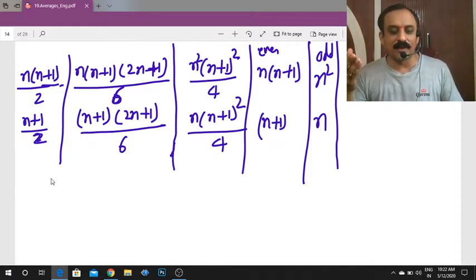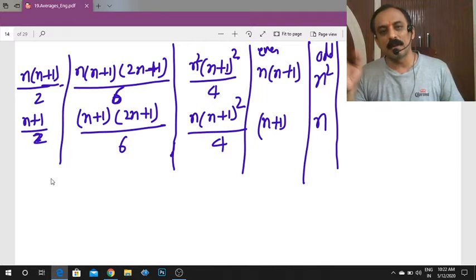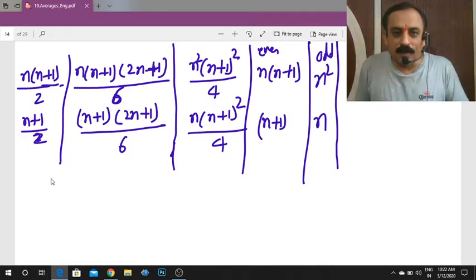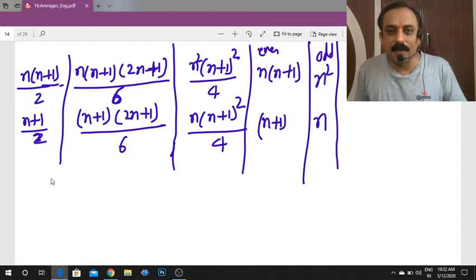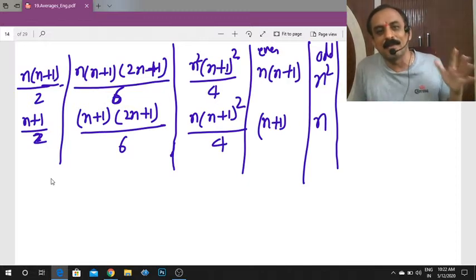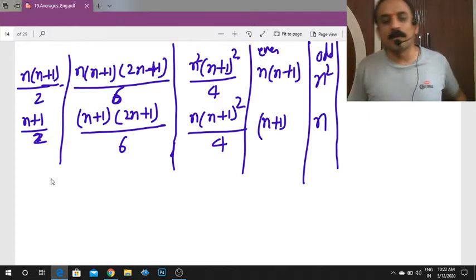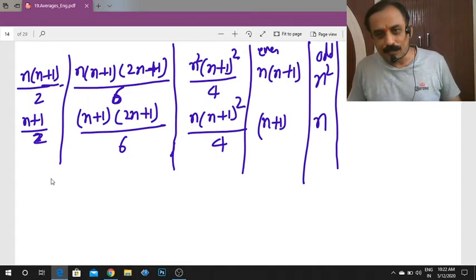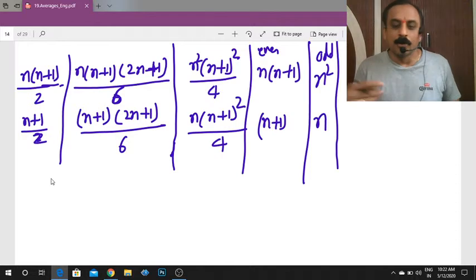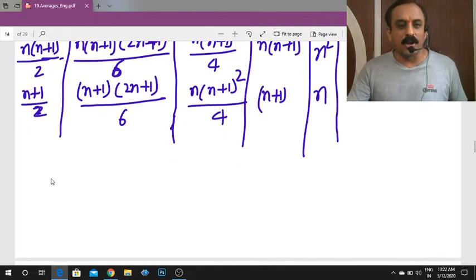Natural numbers are in arithmetic progression because the difference between any two consecutive numbers is always the same: 1, 2, 3, 4, 5, 6. So 2 minus 1 is 1, 4 minus 3 is 1, 5 minus 4 is 1. The difference is always the same. Therefore, that is in arithmetic progression. Geometric progression has a common ratio.